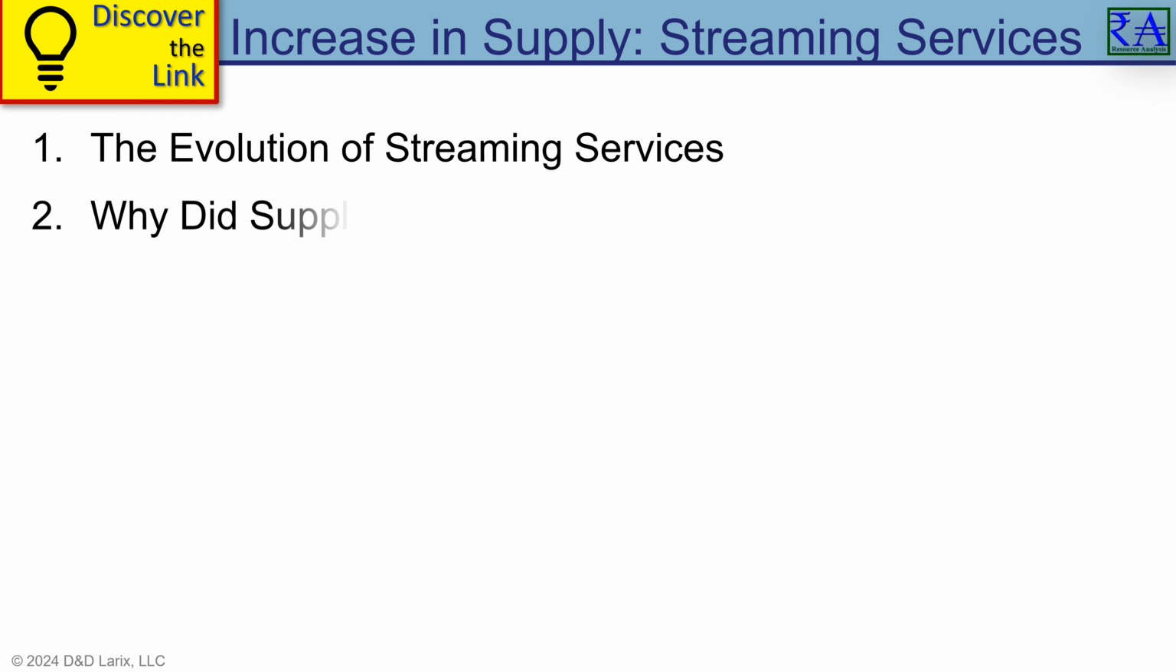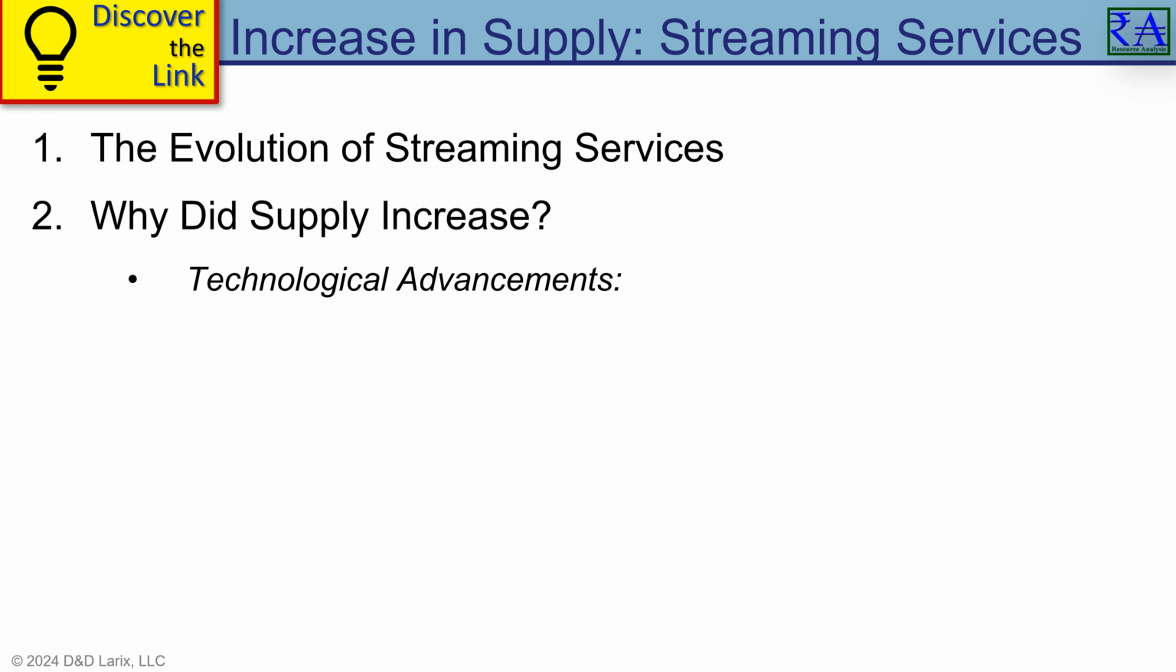Second, why did supply increase? Well, technological advancements. Advances in internet speed and cloud-based infrastructure made streaming accessible to millions worldwide. Competition. As companies entered the market, the number of available streaming opportunities grew exponentially. Lower barriers to entry. With the rise of platforms like YouTube and TikTok, content creation and distribution became easier than ever.